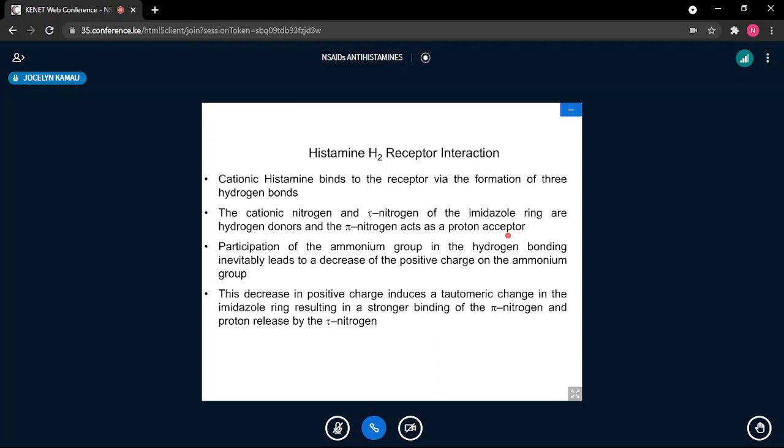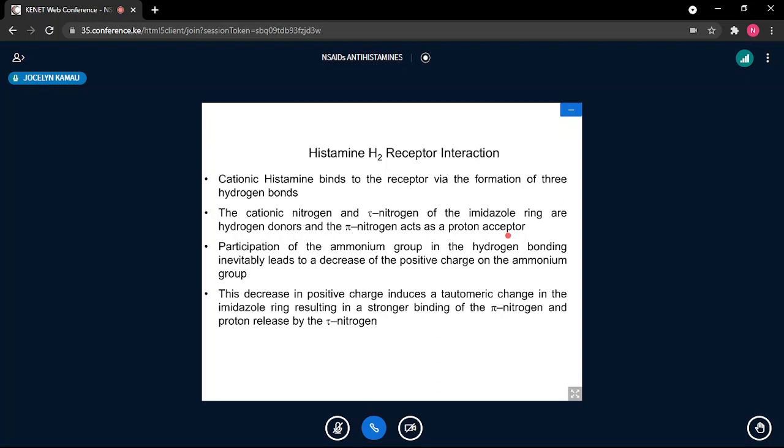So if you draw the structure of histamine, we are saying the nitrogen number 1 is an NH. It will bind with the receptor through hydrogen bonds, whereby it's the one which is donating the hydrogen. Then there is the pi nitrogen that has a lone pair of electrons. It will bind through hydrogen bonds, like it is the one which is accepting the hydrogen. And then, of course, you do have the cationic nitrogen itself.